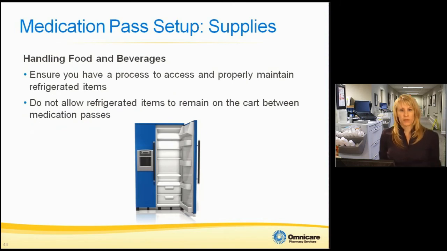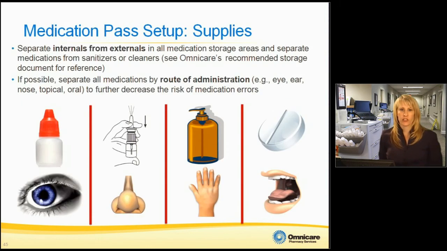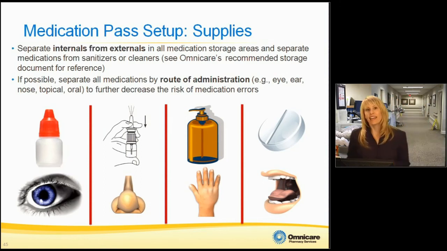If you have refrigerated items, make sure that you have access to them and that you're properly maintaining them. Don't allow them to stay on the cart in between medication passes. In any medication storage area, be it the medication room or in the cart, you want to separate your internals from your externals, okay? And if you don't understand which ones are the internals or externals, we have a really wonderful recommended storage document on OmniView for reference, and it tells you a little bit about externals and internals, so that'll be good for you.